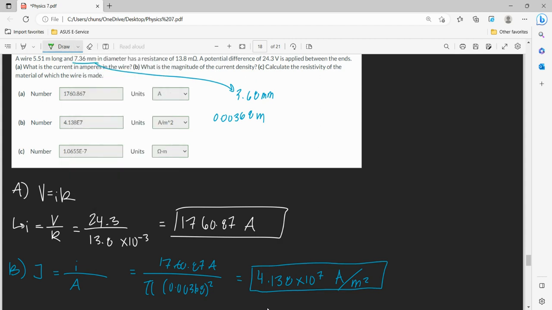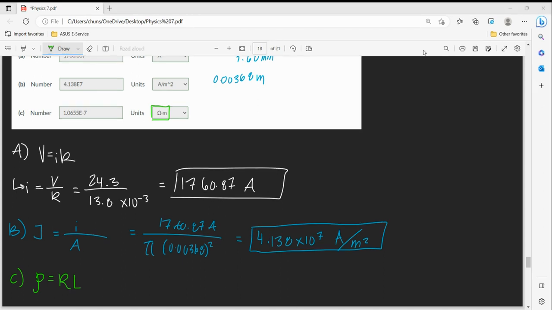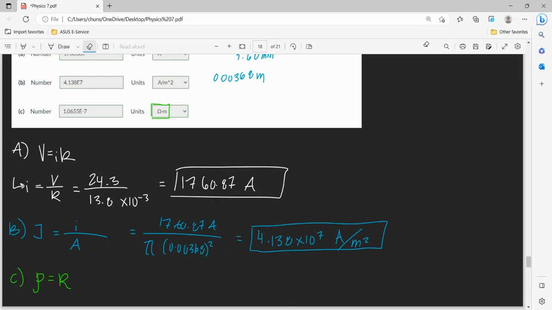Lastly, for part C, we want to calculate the resistivity of the material which the wire is made out of. So we see that our units are ohms times meters. So in that case, you can think of this as R times our length. Sorry, actually we'll need the volume. So this is going to be A over L.